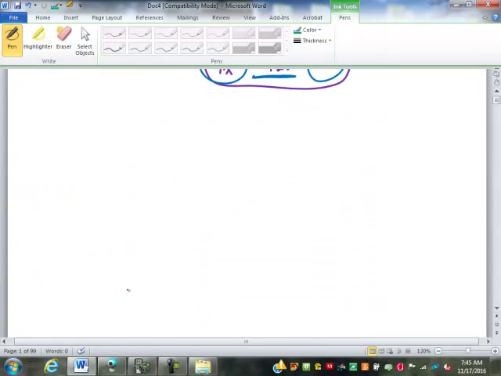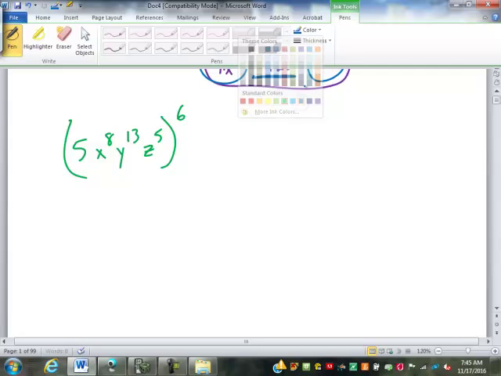Let's look more at problems like those first two. So let's say we have 5 x to the 8th, y to the 13th, z to the 5th. And we're going to take that to the power of 6. Now the number is raised to the power of 6. 5 to the power of 6 is 5 times 5 times 5 times 5 times 5 times 5. Otherwise known as what, 15,625?